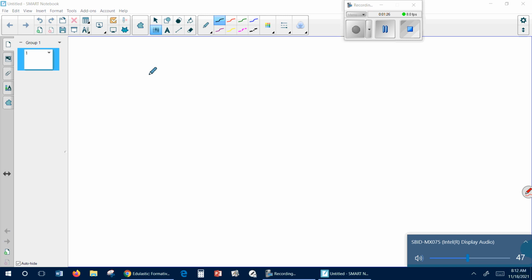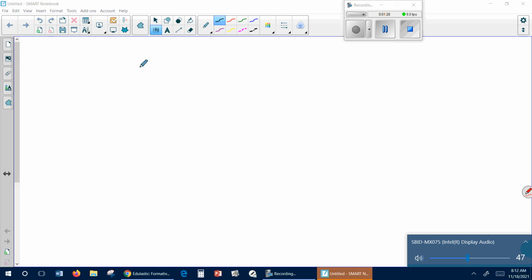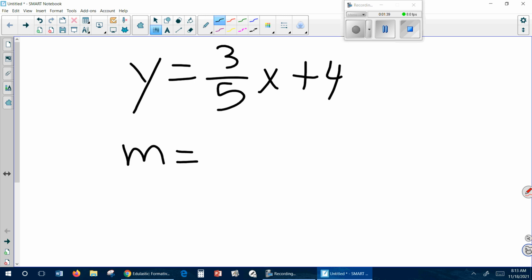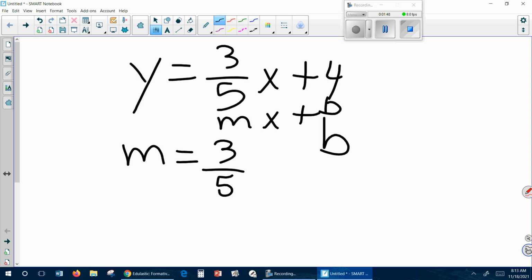I think the equation was y equals 3/5 x plus 4. Now, some of you didn't do this, and that's why you missed it. So you need to write down your m and your b. And of course, this is mx plus b. So m is 3/5, b is 4.